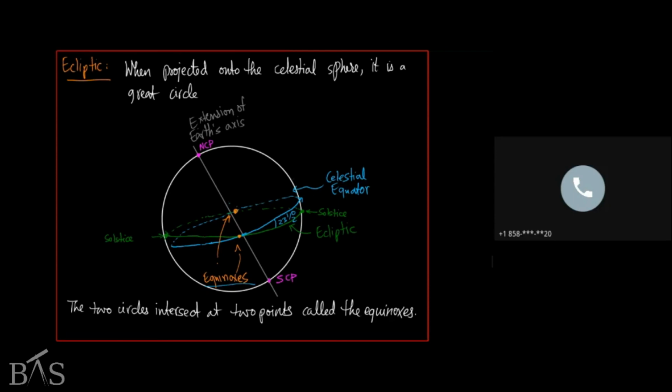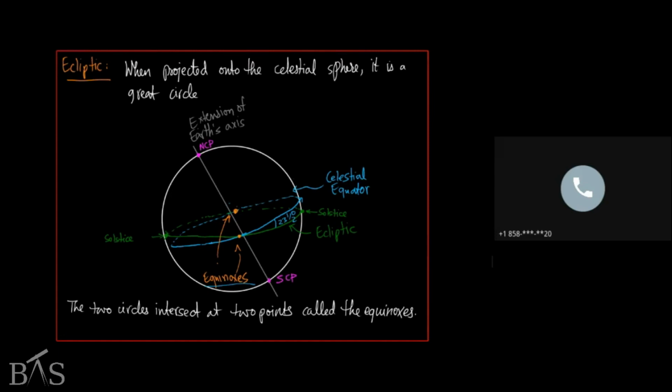These are equinoxes. They are different. One of them is called the spring equinox. The other is called the fall equinox. The technical terms are vernal equinox and autumnal equinox. So when the sun is at these two points, the length of day and night are equal.